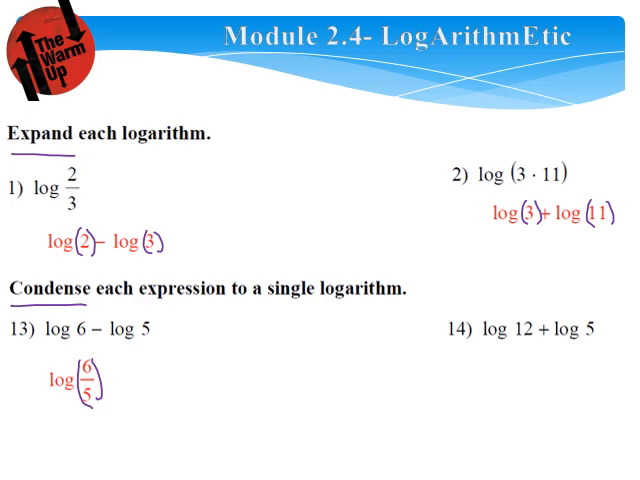Now if I have a plus right here, what does that mean that we're doing? Good, that means we're going to be multiplying. So you could write it as 12 times 5, but why don't we go ahead and simplify it and make it 60? Okay, why don't you guys try? I'll give you a couple minutes. Pause the video, and then we'll move on to the next slide.